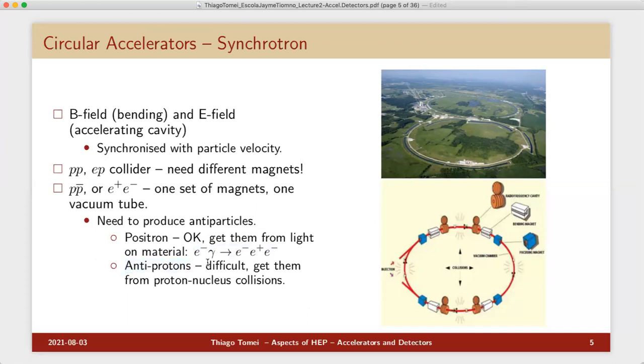Antiprotons, however, are a bit hard because the way to get them, you actually have to do a nuclear physics experiment, collide a proton with a nucleus, and hope to get antiprotons out of the reaction, capture them, and get them in a beam.